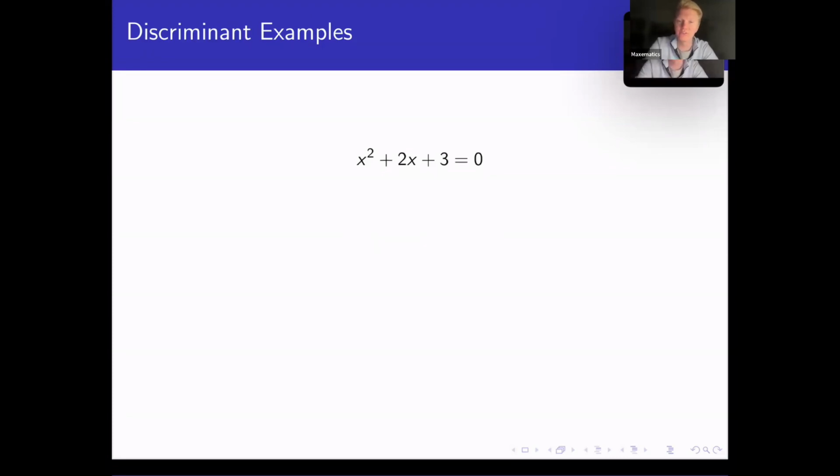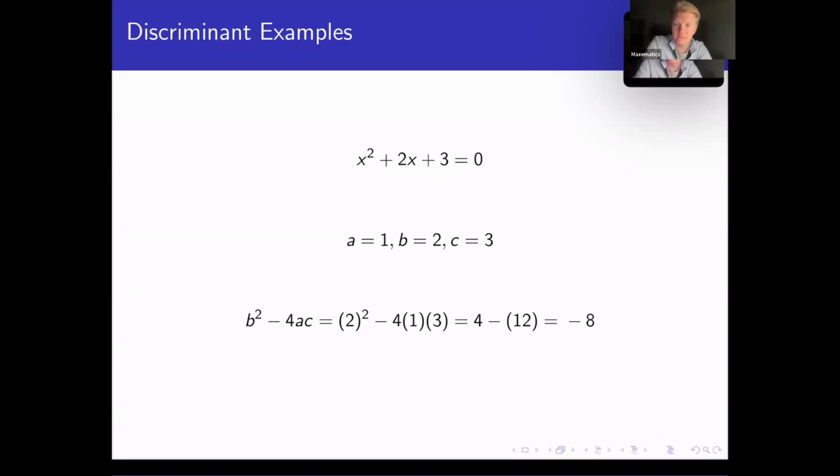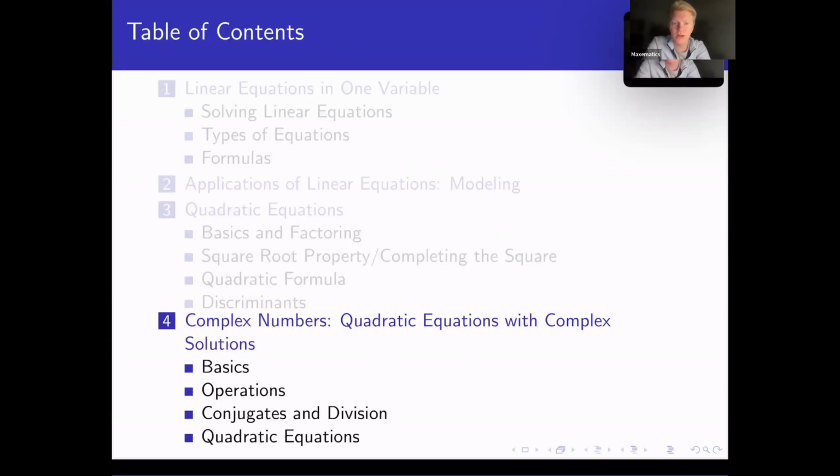x squared plus 2x plus 3 equals 0. All right, A is 1, B is 2, C is 3. Plug it in. 2 squared is 4. 4 times 1 times 3 is 12. 4 minus 12 is negative 8. That's negative. Two complex solutions, and we will talk about two complex solutions in 1.4. So I will see you there.